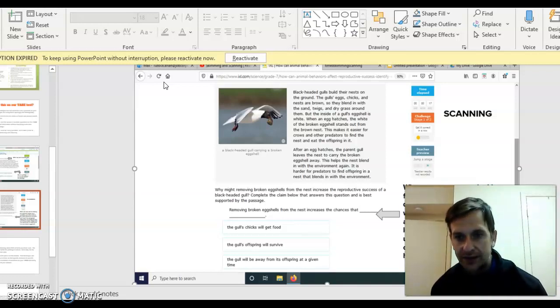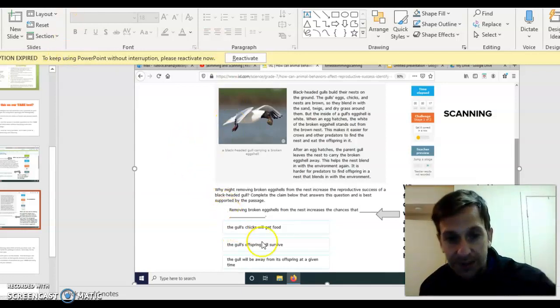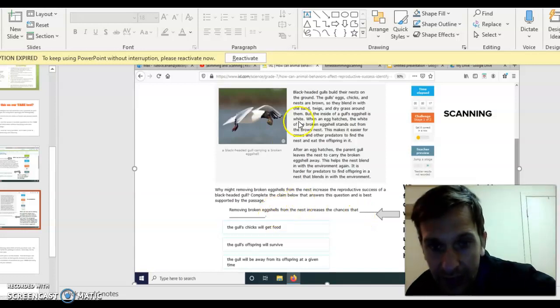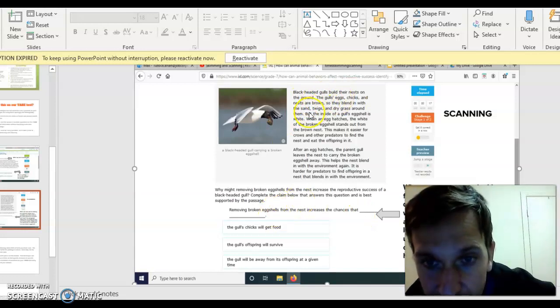Look for words that stick out to you. Unique words. We're not looking to read the whole paragraph. We're looking for words that stick out so we can find the answer. Say we get to our last question on the TAPE test. We've got 2 minutes left. We want to make sure we get these answers right. Scan. Look for these specific words. Broken eggshells. Where would I find broken eggshells?